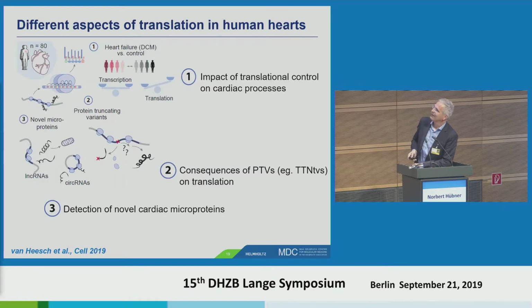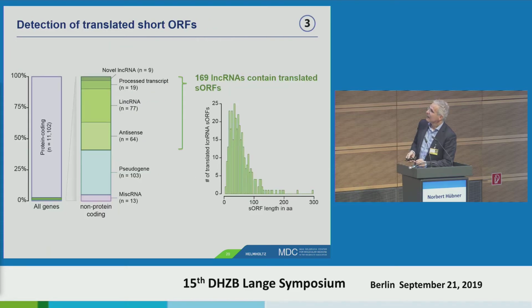Good. Then I would like to go on and tell you a little bit about the point of detecting novel cardiac microproteins. As I've told you at the beginning, we can use ribosome profiling also as a measure of novel translational events, and we have selected a number of known genes that formerly have not been annotated to be protein coding, and they are called long non-coding RNAs.